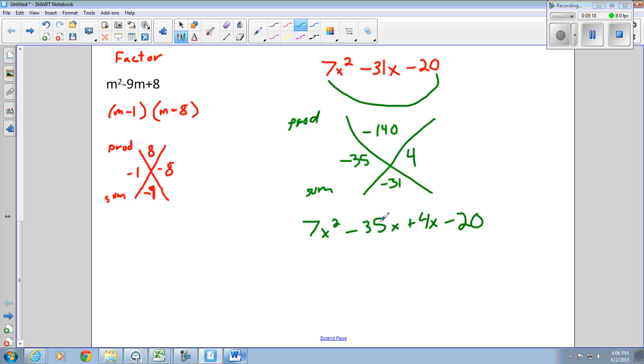And then you're going to factor out, use the greatest common factor for this first set. That's 7x, and that's 7x times x minus 5. For the second term, we're going to factor out a 4 times x minus 5. We're left with 7x plus 4 times x minus 5.